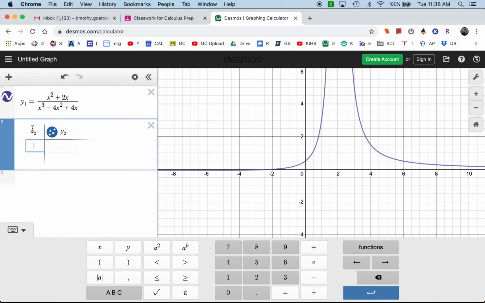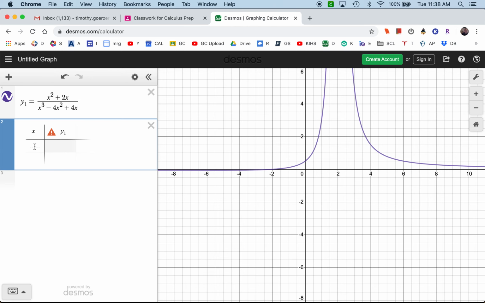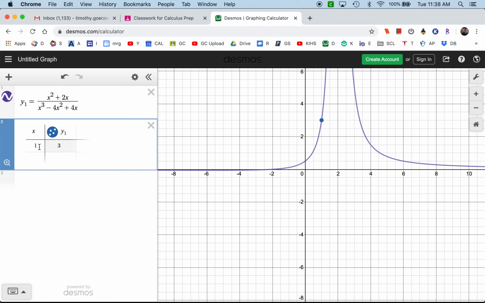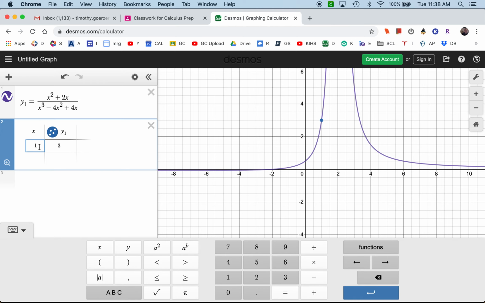Let's see if this works. So I'm going to use x and y1. There it is. It just takes a second to kick in. So I want to know an answer close to 0.